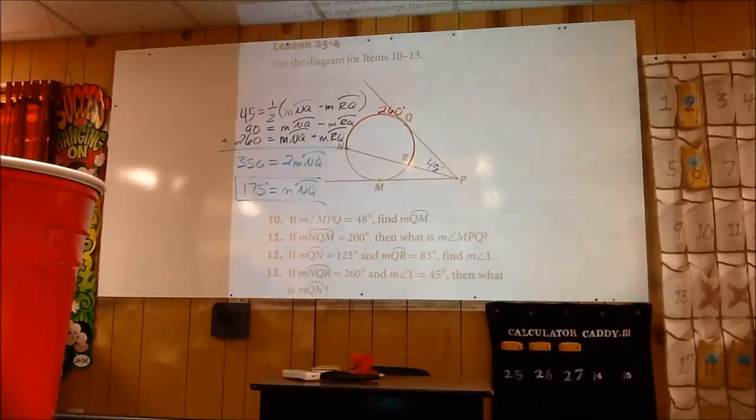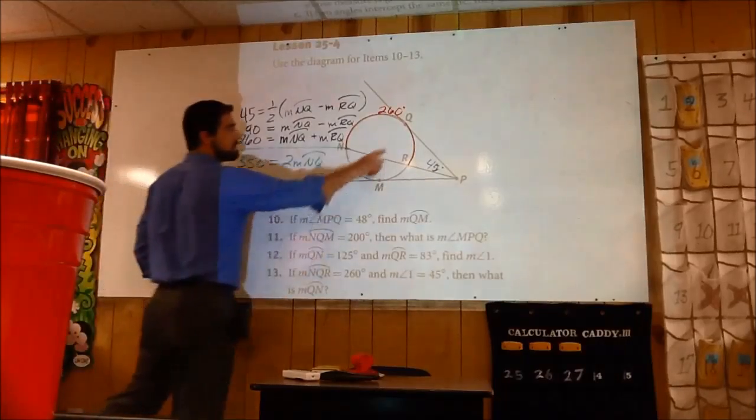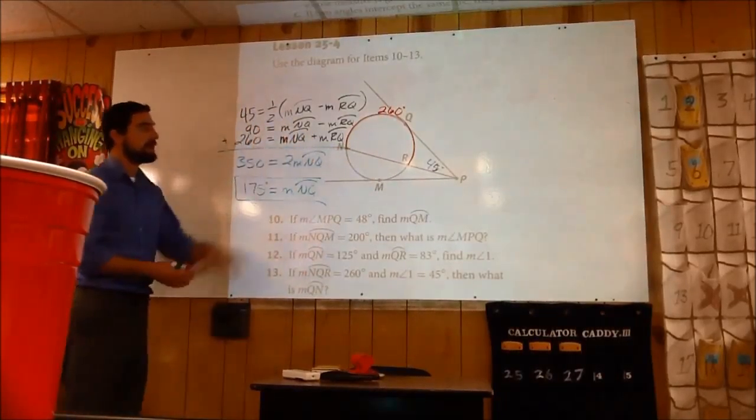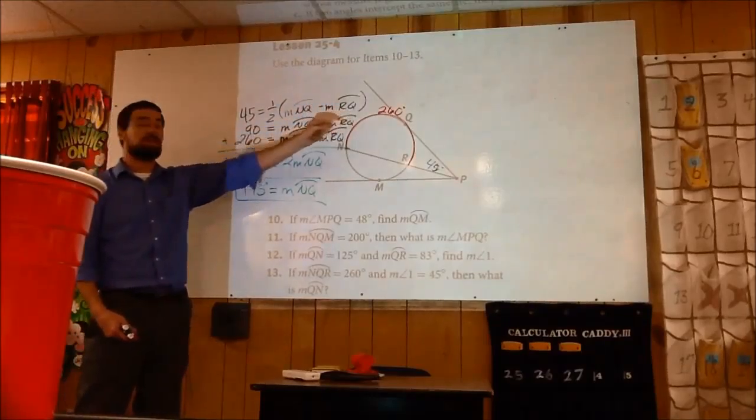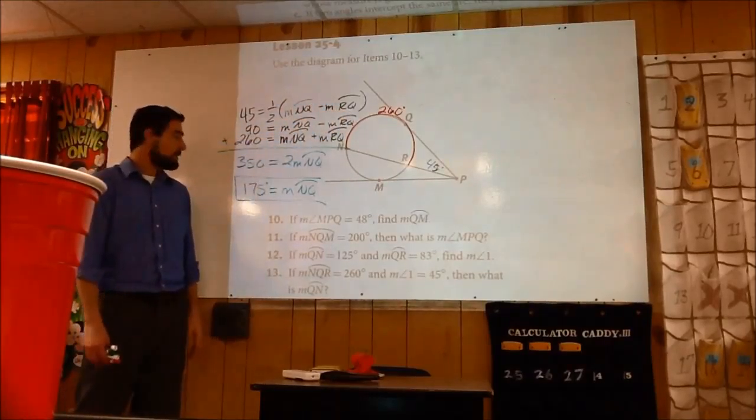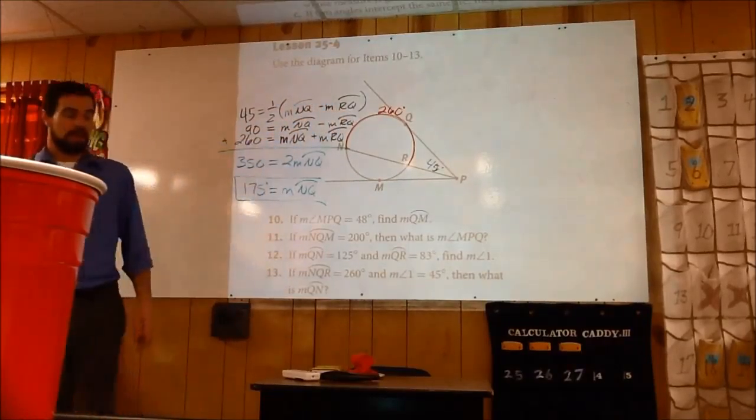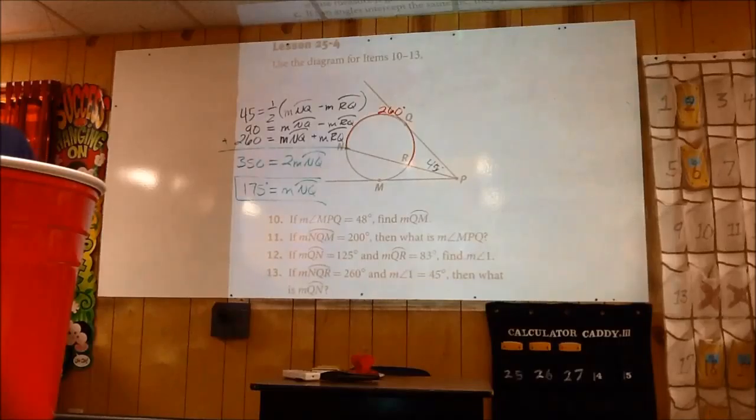But if they asked you for the other one, you would just plug it back in and take 260, which is the sum of the two, and just subtract away 175, and you could get the other intercepted arc. Okay.